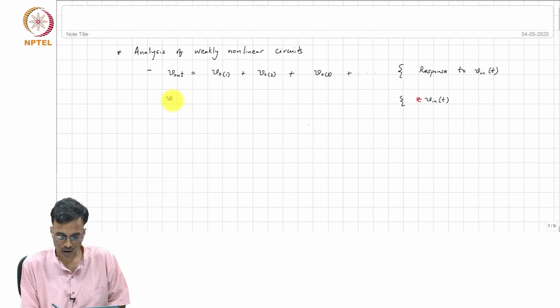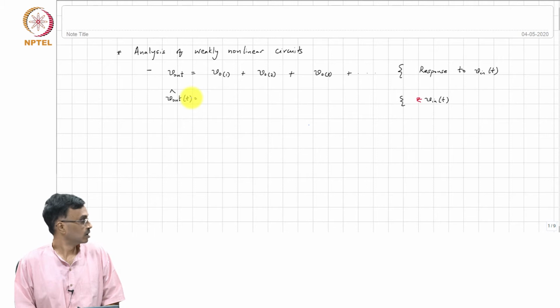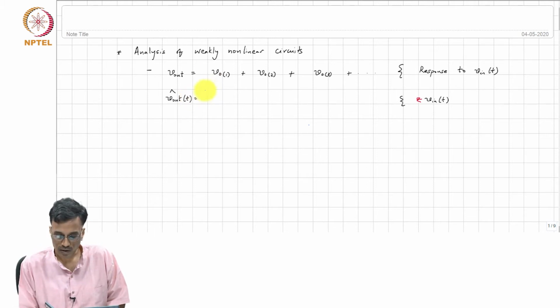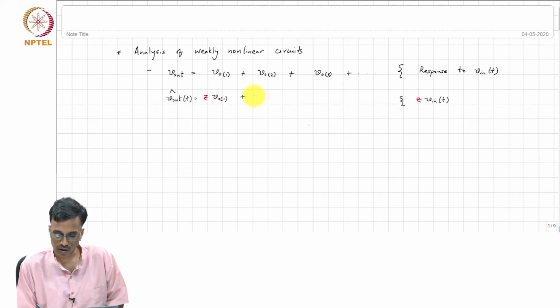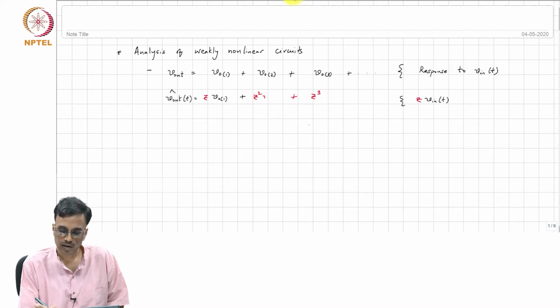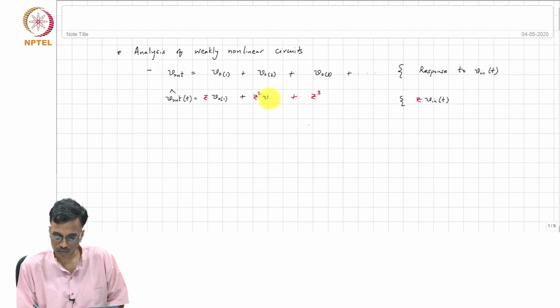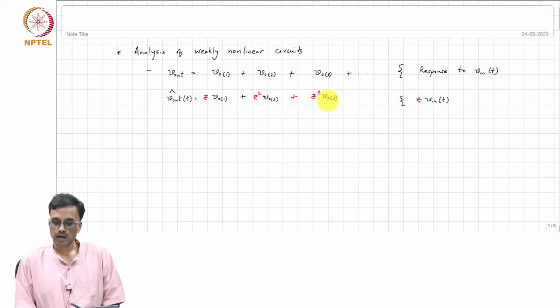now, if V in of t is scaled by a number z, then V out of t will also change: the linear term will be scaled by z, the second order term gets scaled by z square, and the third order term will get scaled by z cube, etc.